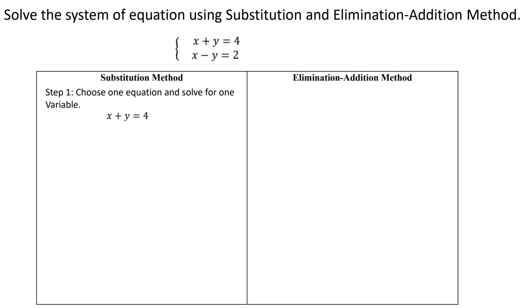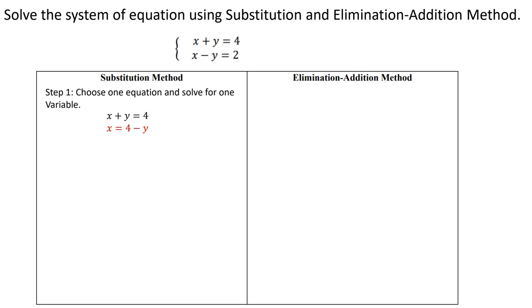So for me, it doesn't matter. I'm just going to choose the first equation, which is x plus y equals 4, and I'm going to solve for one of the variables. Again, it doesn't matter which one you solve for. I'm just going to solve for x. So all I had to do was move the y to the other side by subtracting y on both sides. So I have this. x is equal to 4 minus y.